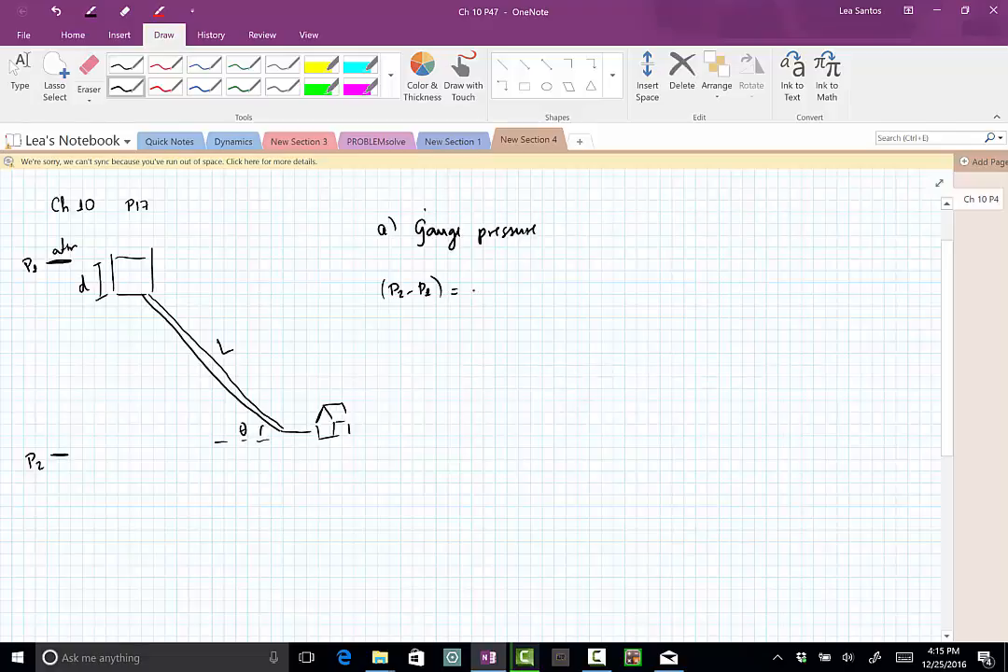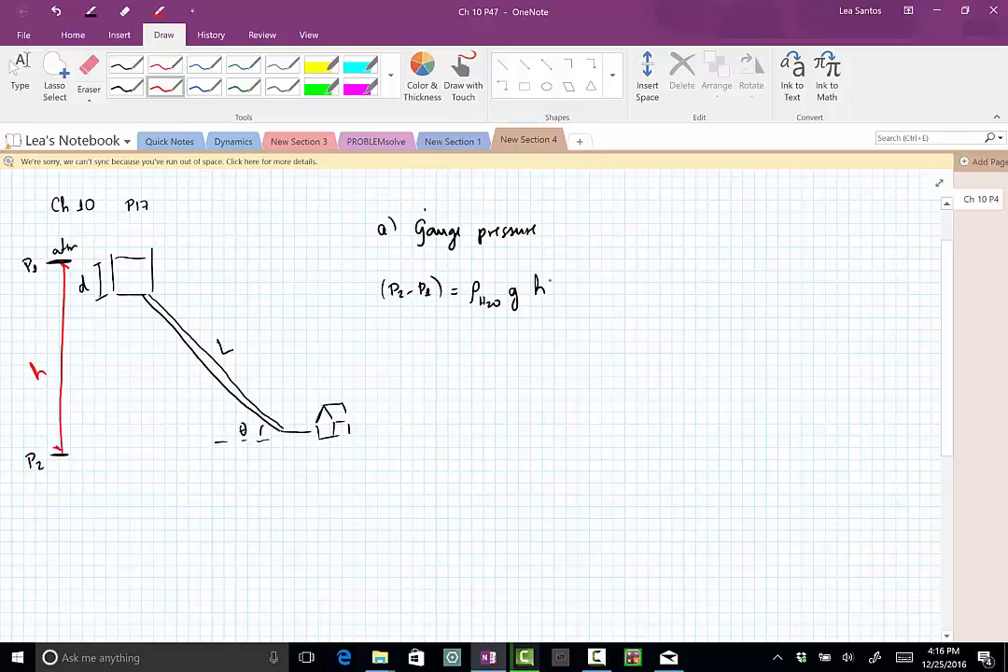Well, it will depend on the density of water. The density of water at 4 Celsius, we know, is just 1 gram per cubic centimeter, which is 10 to the 3 kilograms per cubic meter, multiplied by g, and multiplied by the height. Now, what is the height? The height is this whole part from the surface of the tank to where the house is. So this is the height.